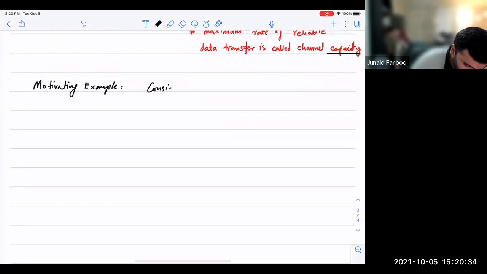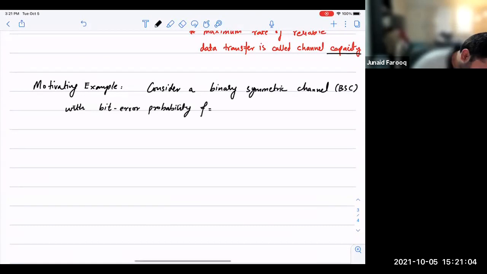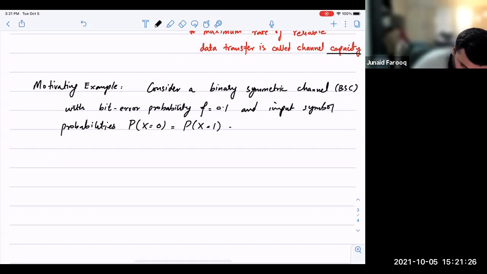Okay, so consider a binary symmetric channel with bit error probability f equals 0.1, and input symbol probabilities of x equal to 0 being equally likely as x equal to 1, which is 0.5.